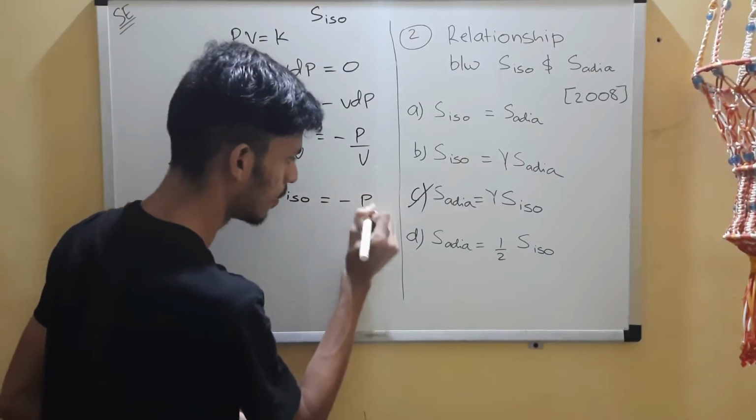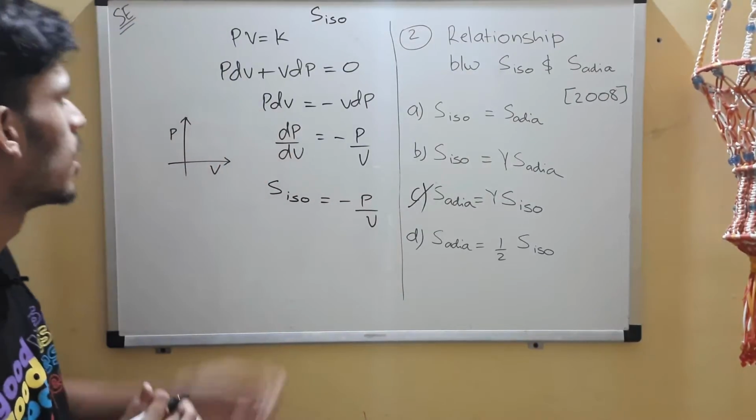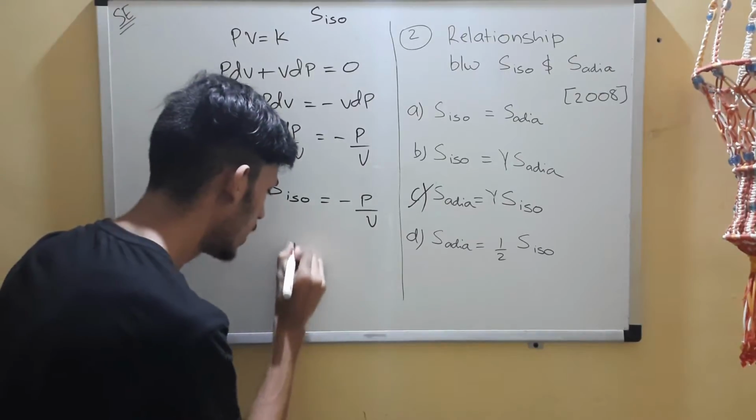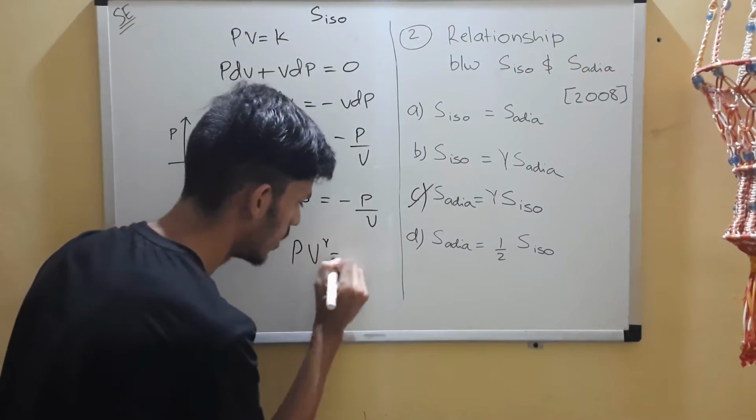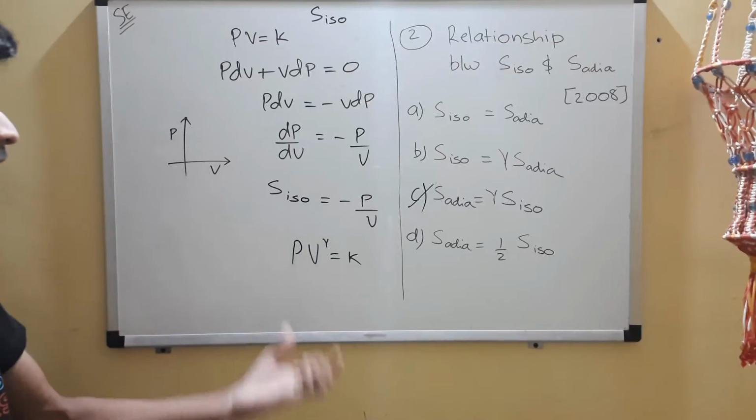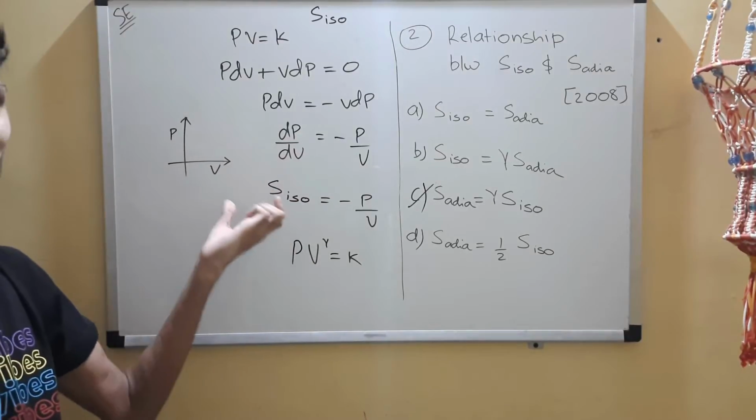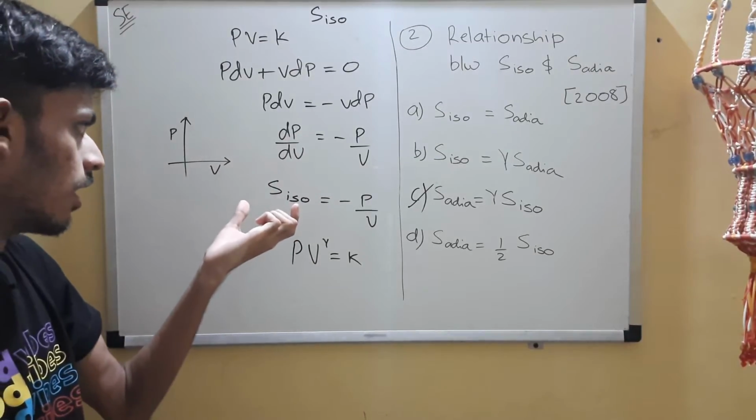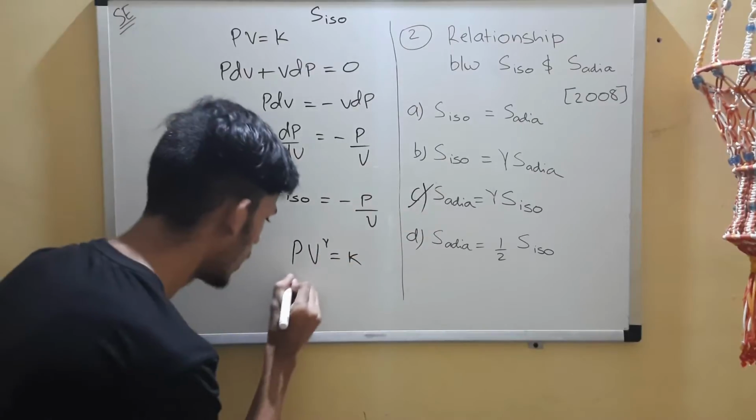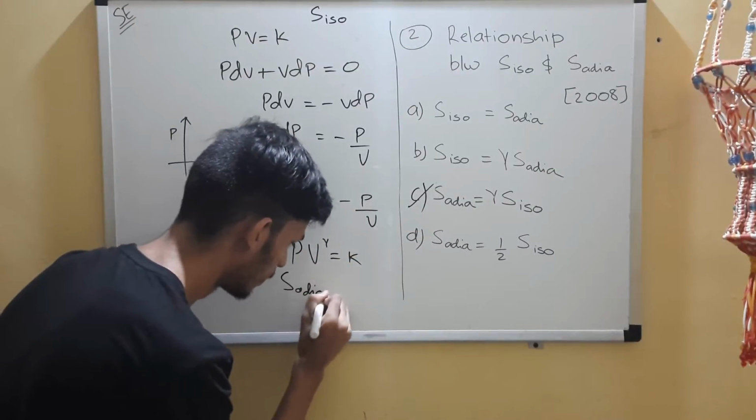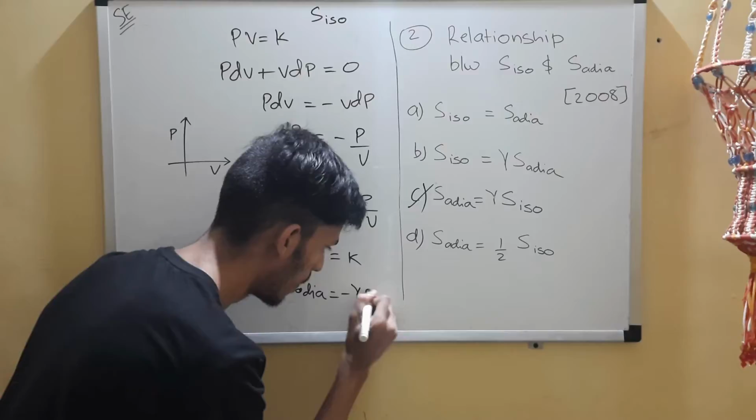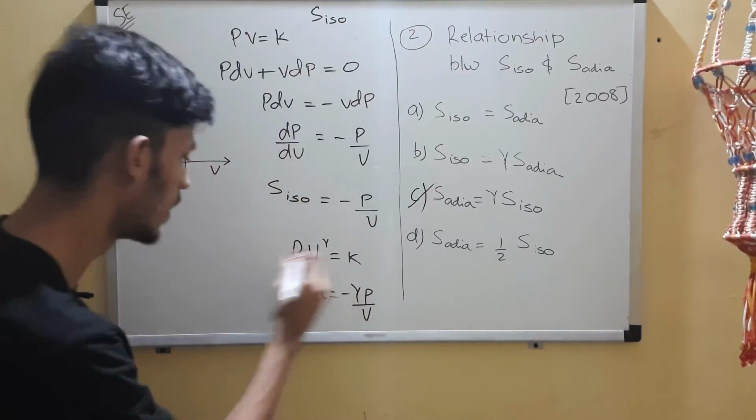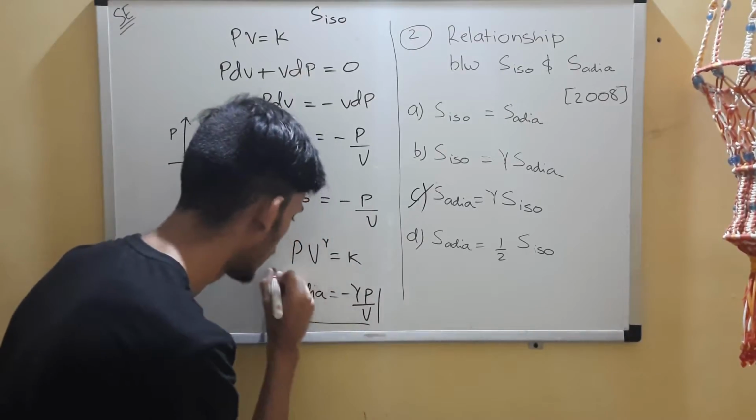And for the adiabatic process, you will follow the same approach. Only difference is you will write PV raised to gamma is constant. Now differentiate this, find dP by dV. That will be the slope of the adiabatic process. After solving this, the answer that you will get is minus gamma P by V.